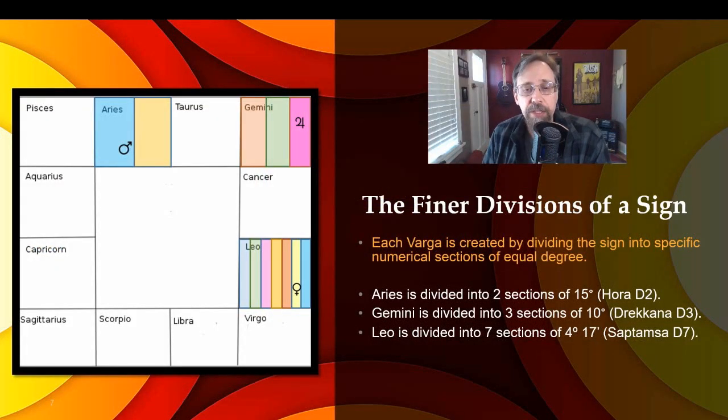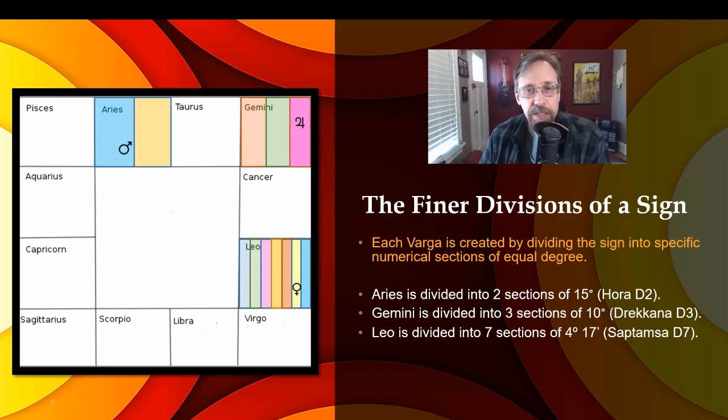Each varga is created by dividing a sign into specific numerical divisions of equal degree space. The numerical divisions are based on the corresponding area of life that is being explored deeper. For instance, here we have Aries divided into two sections of 15 degrees space, which is creating a hora, or second divisional chart, related to second house themes of resources, prosperity, and wealth.